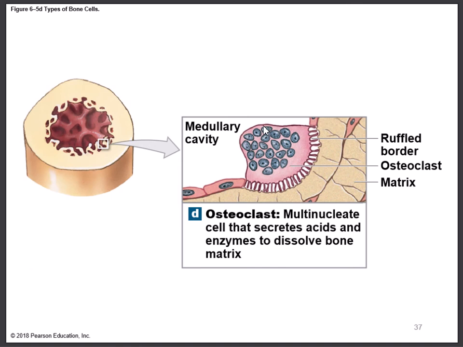But nonetheless, it's a big cell. Look at the size of this thing. It has multiple nuclei, and then it has these little extensions right over here. This is where the acids are going to be released. They call this the ruffled border. So that as the acids are being released from here, it's disintegrating the bone matrix over here.